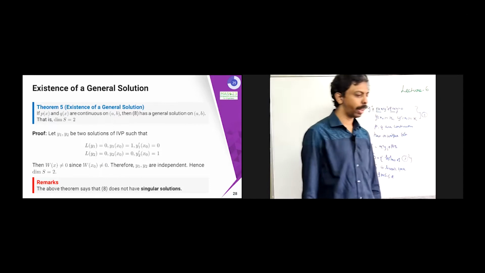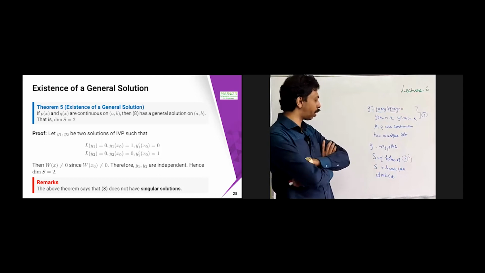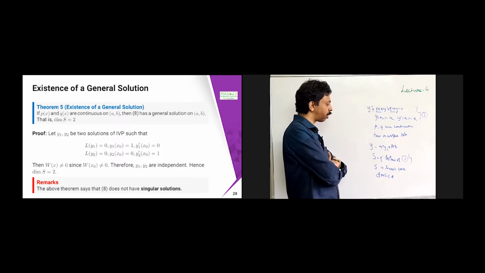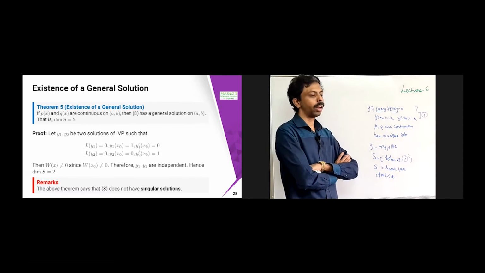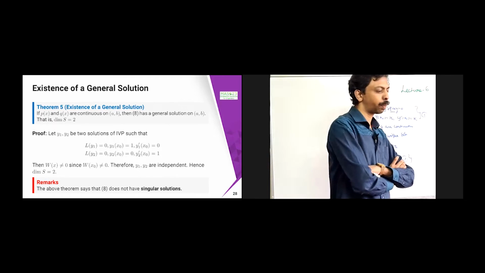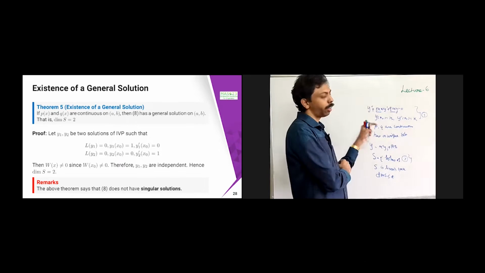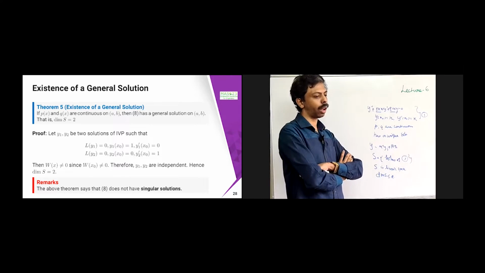Now we are going to have the existence of a general solution. What we have seen here is existence and uniqueness, and if some other solution is there, then it is going to be of this form if y1 and y2 are independent solutions. Now this theorem says that suppose p of x and q of x are continuous on (a, b), then this problem has a general solution on (a, b).